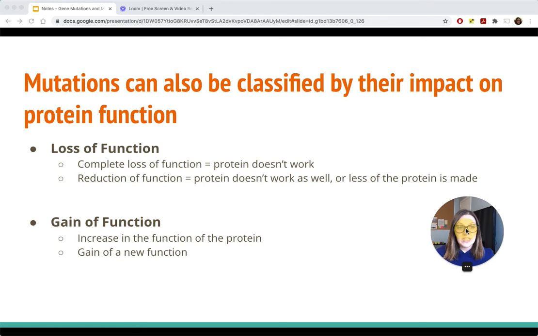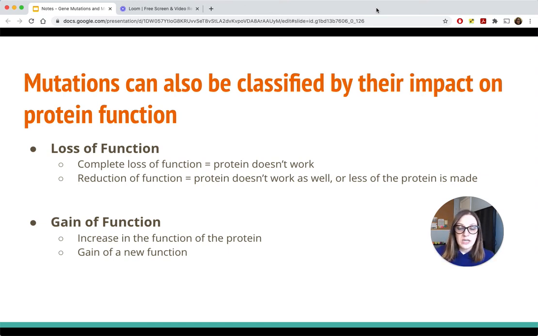Mutations can also be classified by how they impact protein function. So some gene mutations, when we talk about genetic diseases eventually, are called loss of function mutations. And this means that a mutation has resulted in a complete loss of function where the protein doesn't work at all, or a reduction of function where the protein doesn't work as well or less of the protein is made. We're going to talk about a couple of examples coming up in a minute.